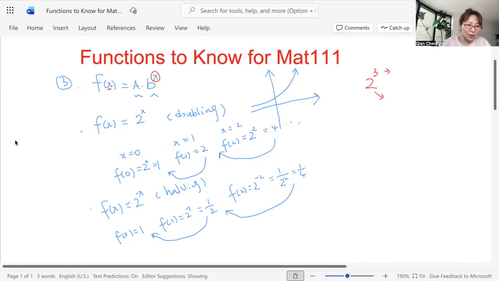So if we draw the function, that's exponential decay. Right? When x increases, the function value decreases. And it's always half of the previous one. So the doubling model and halving model are very powerful in real life applications as well. So these are exponential functions.